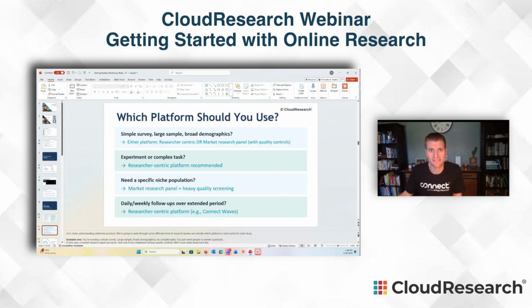All right, so I'll go ahead and launch the second question here, which is which platform should be used for some kind of experiment or a more complicated task, a market research panel or a researcher-centric site?